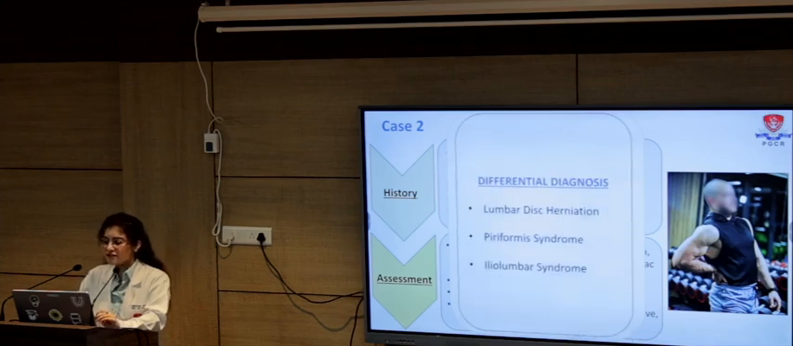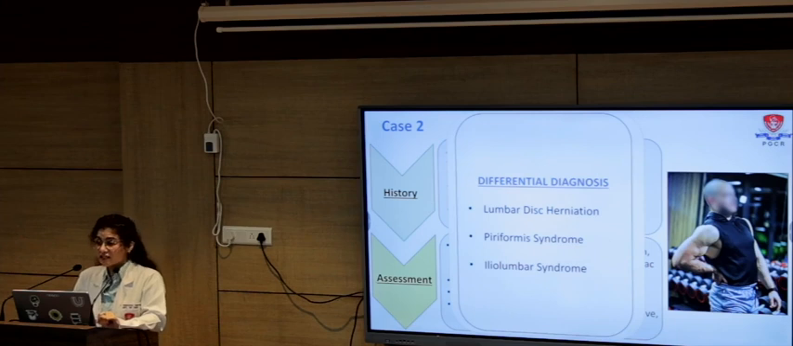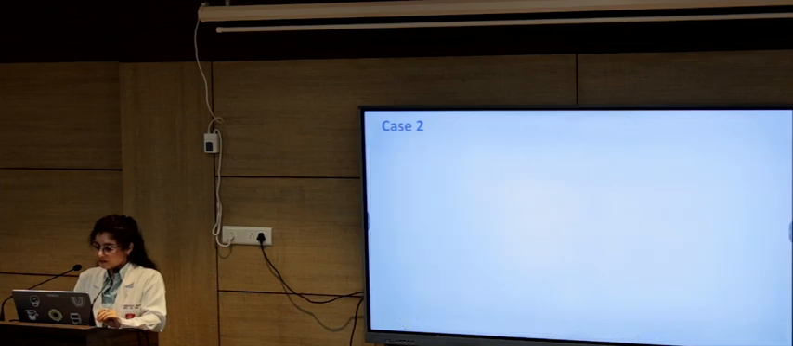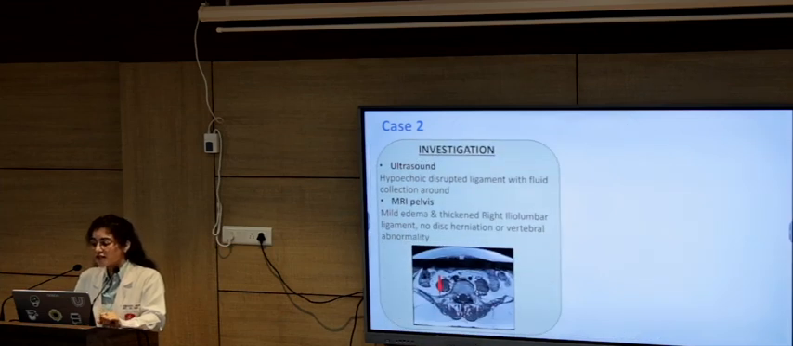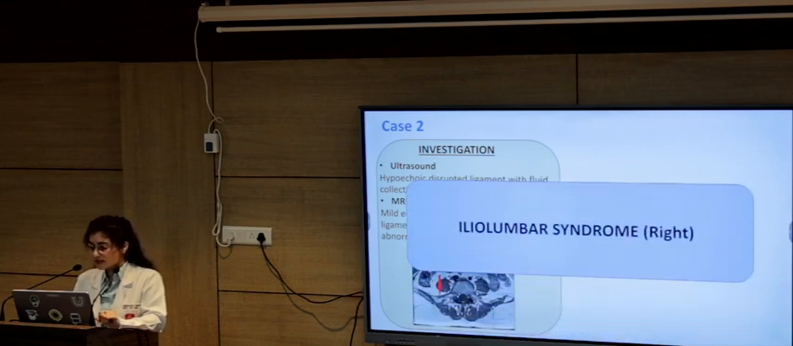Let's look at the differentials here. It can be lumbar disc herniation, as mentioned by him, piriformis syndrome, or iliolumbar syndrome. On investigating, we found that under ultrasound there was a hypoechoic disrupted appearance with inflammatory signs at the location. On MRI, which is the gold standard here, there was mild edema and a thickened right iliolumbar ligament without any disc herniation or vertebral abnormality. So the diagnosis of this case is iliolumbar syndrome of the right side.